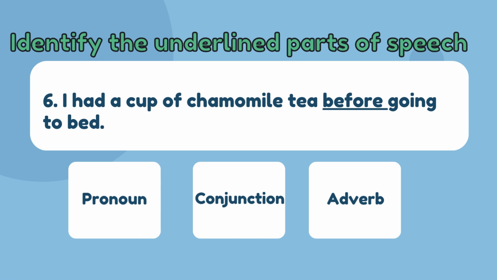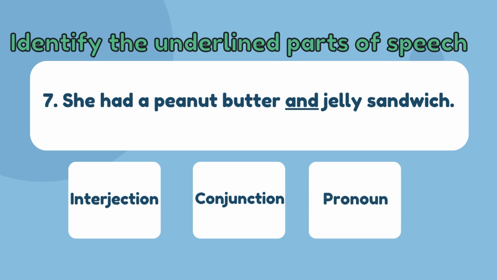Question number 6. I had a cup of chamomile tea before going to bed. Is before a pronoun, conjunction, or adverb? The answer is adverb, because this is related to time, before going to bed. And she had a peanut butter and jelly sandwich. And here is what? Interjection, conjunction, or pronoun? The answer is conjunction. It connects two nouns here.